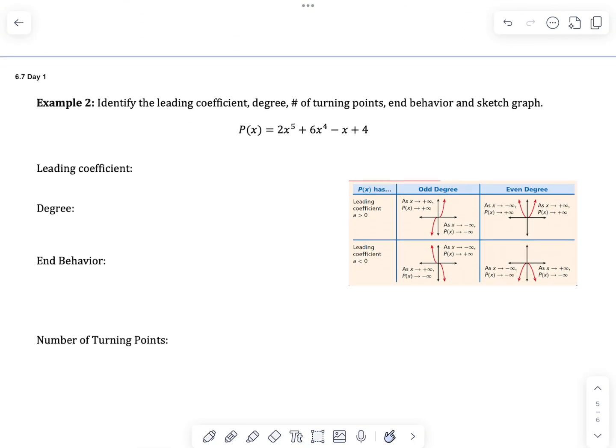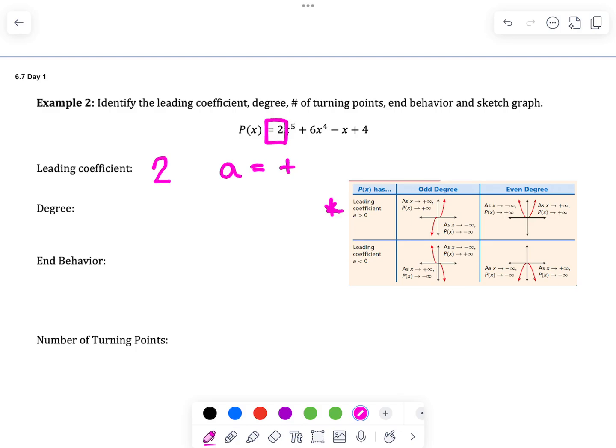Example 2. Identify the leading coefficient, degree, and the number of turning points and end behavior. So we look at our 2, that is our leading coefficient. So our leading coefficient is a positive number. So we're at this scenario right here. Then our degree is 5. So we have a quintic function. And that degree is odd.